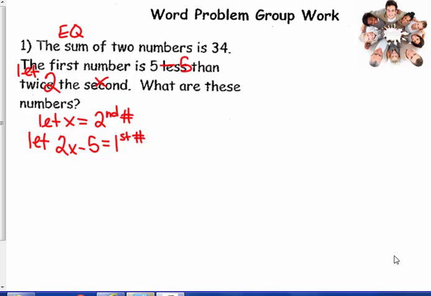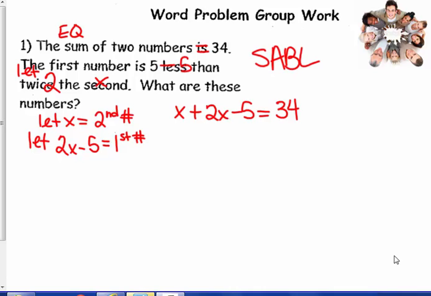The equation says the sum of these numbers is 34. There's my equal sign. Sum means add them together. So the second number plus the first number equals 34. I'm going to leave all the equation solving today for you to do. I'm going to set up the word problems. So now you can pause the video, finish solving this equation, answer both let statements, and the sentence answer box, label your word problem. We'll go over it tomorrow in class.